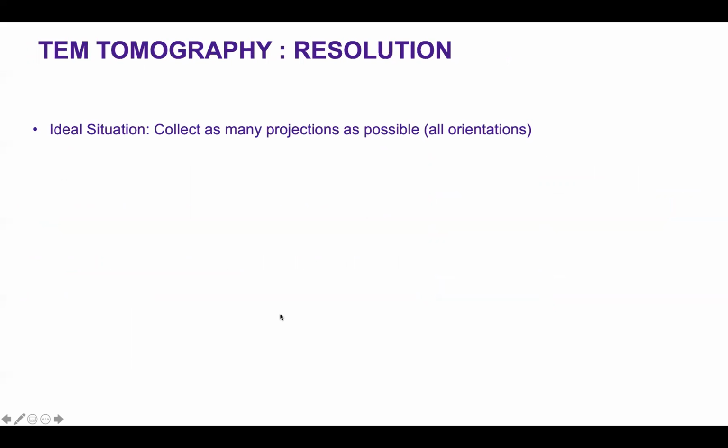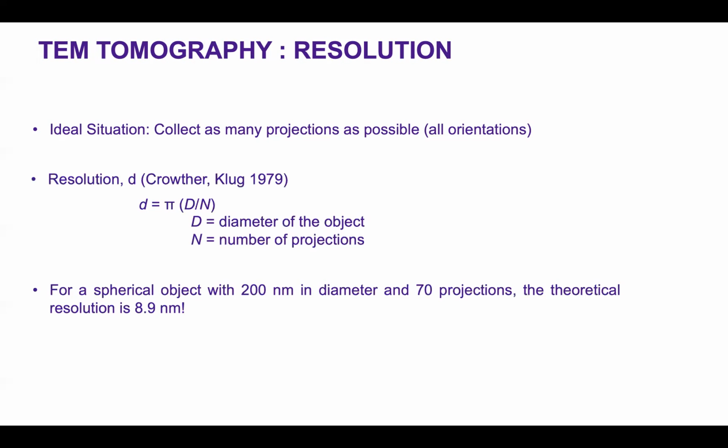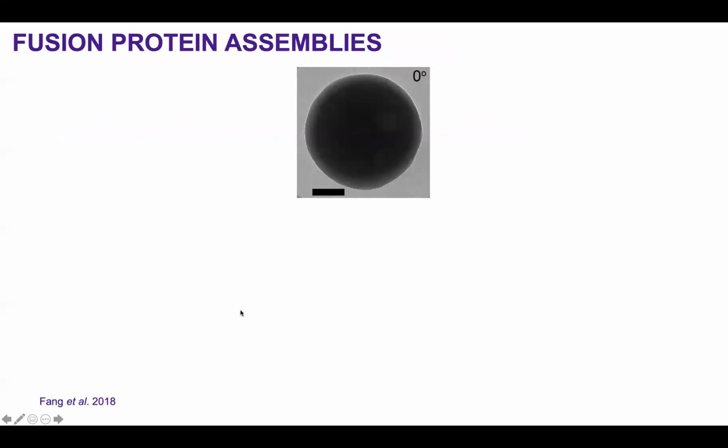So often you can also ask, what is the resolution? For single particles, we can go atomic because it's a clear structure determination. We are talking about larger structures here, and the resolution can be defined based on the diameter of the object and the number of projections. For example, if you have a simple spherical object of 200 nanometers in diameter and you have 70 projections, the theoretical resolution is 8.9 nanometers.